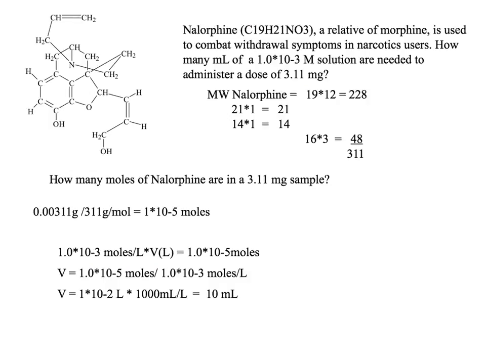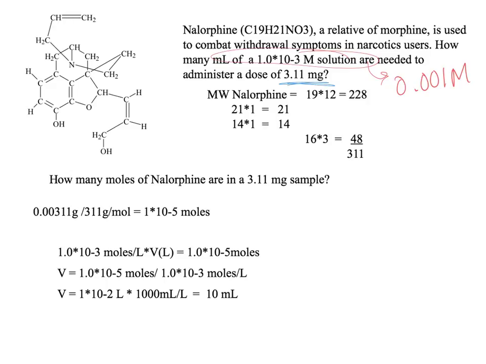All right, let's look at this one. Nalorphine is obviously a relative of morphine. It kind of sounds familiar. It's used to combat the withdrawal symptoms of narcotic users. How many milliliters of a 1 times 10 to the minus 3 molar solution are needed to administer a dose of 3.11 milligrams of this drug? Your bottle of solution has this concentration, but the doctor tells you to give your patient 3.11 milligrams of the stuff.